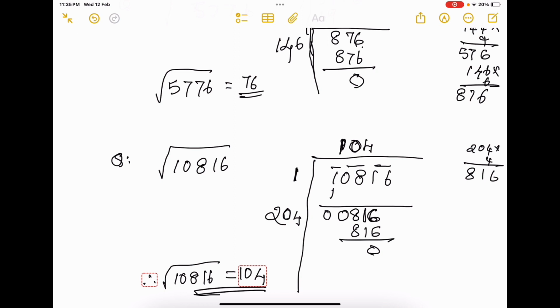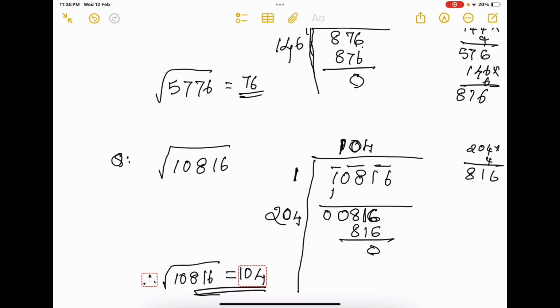Then you bring down the next group 16. 6 is the units place. So if you multiply 4 into 4, we get 16, and 6 into 6, 36. So we can write either 4 or 6. We can check. If you write 4 near to 20, we get 24 into 4. Multiply it. Then we get 816.